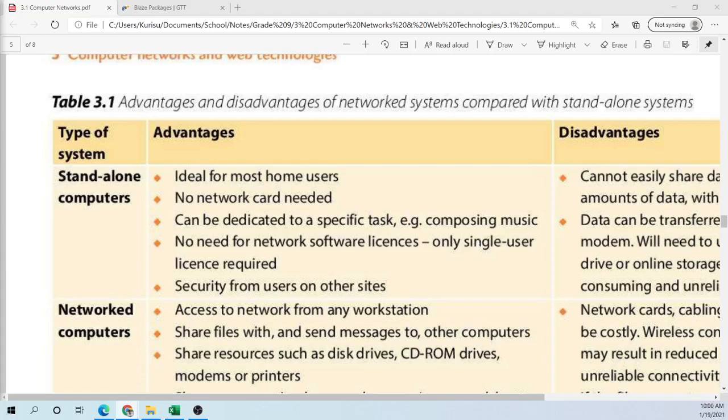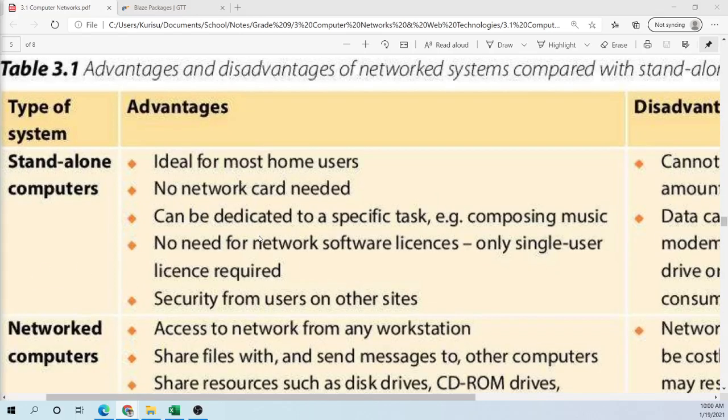Well, it is ideal for most home users. There are some persons who don't need a network connection. They just want to be able to go on the computer, play music, watch videos, edit a few documents, and so on. They don't need any network card because they're not connecting to any network. You can dedicate the computer to a specific task, for example, composing music, editing videos, and so on. And fourth one, you don't need a network license, so less cost on you.